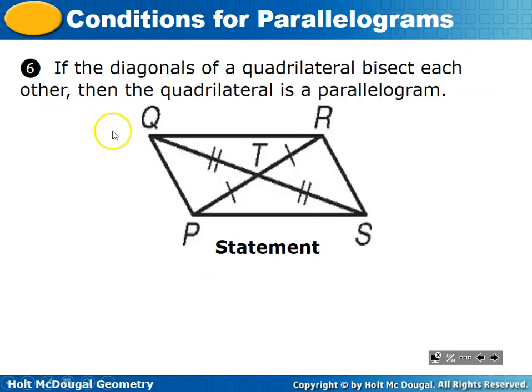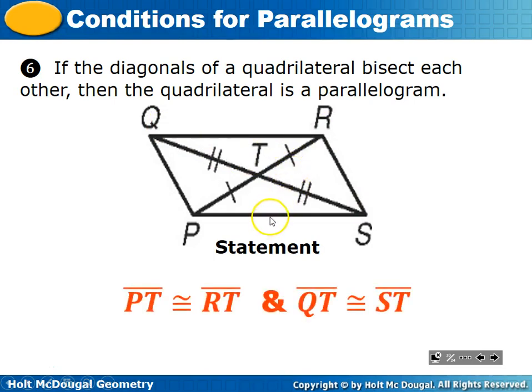The last one is if the diagonals of a quadrilateral bisect each other, then the quadrilateral is a parallelogram. So we can see here that PT and RT are congruent, and QT and ST are congruent.